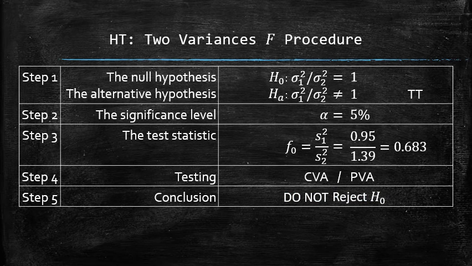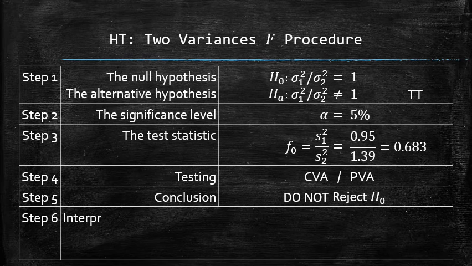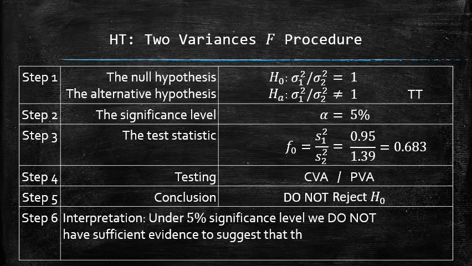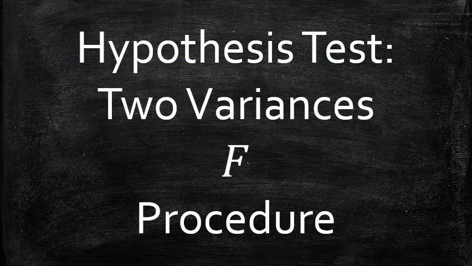Next, we are going to interpret the results. Interpretation. Under 5% significance level, we do not have sufficient evidence to suggest that the variances are different. The hypothesis test is complete. I just showed how to apply the Two Variances F procedure to test a statistical claim about two population variances or standard deviations.